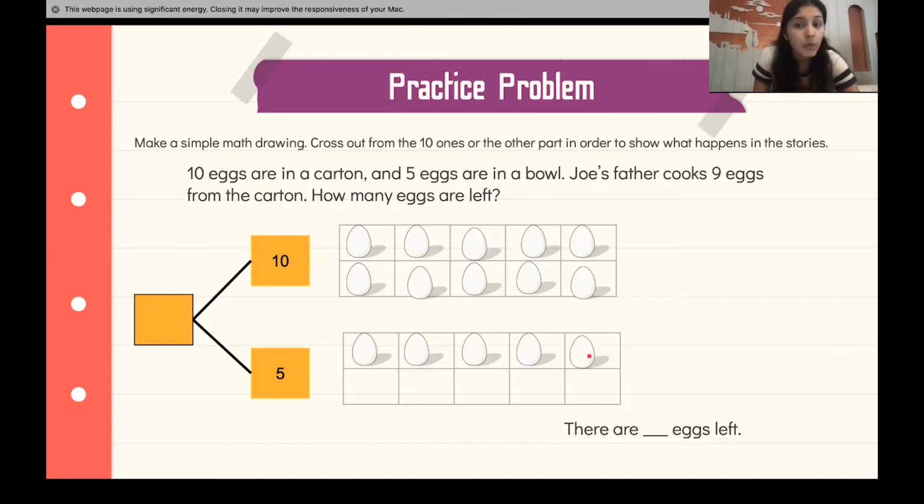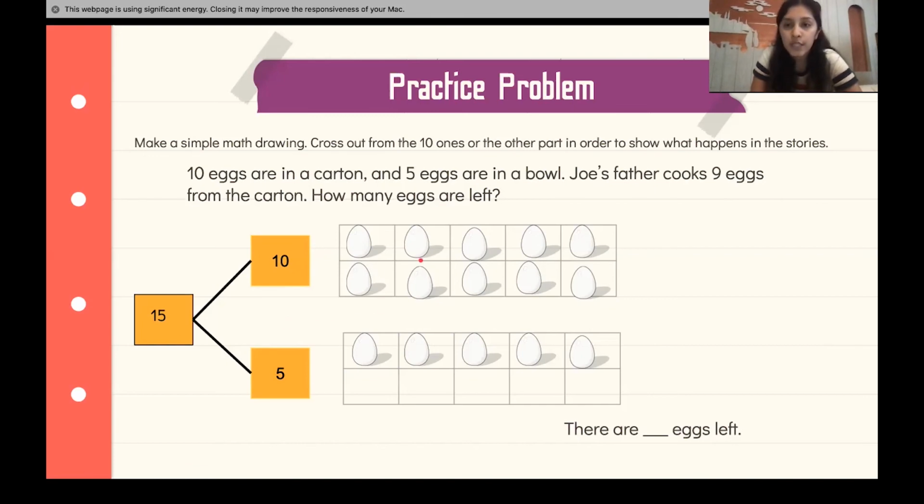Now, remember when we were skip counting by 5? So it's 5 and 5 and 5. So let's skip count by 5s. So it's 5, 10, 15. So how many eggs did Joe have before his dad cooked them? He had 15 eggs. So 15 right here. So when you decompose 15, it's 10 and 5. Those are the number bonds for 15.